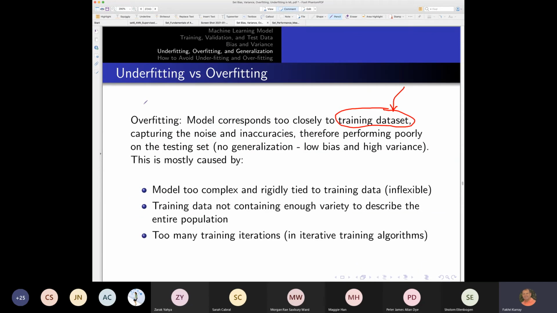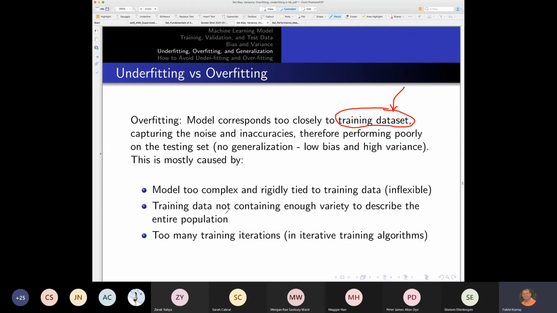So overfitting happens when we have a model too complex and rigidly tied to training data. So it has all these jagged edges for the system. So it is inflexible. It is well developed for a specific type of data, which is the training data. So we need to evade that inflexibility.